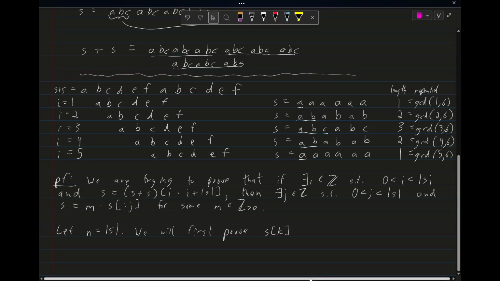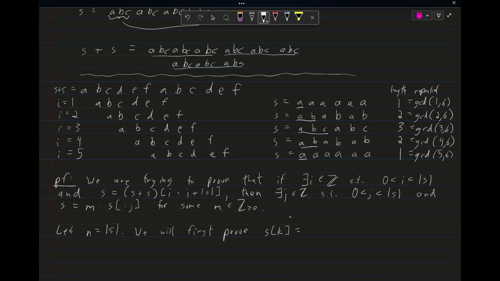So remember, I is the shift of s within s doubled. So s of k is going to be equal to s of (k plus m times I) mod n. And this is for any integer m.